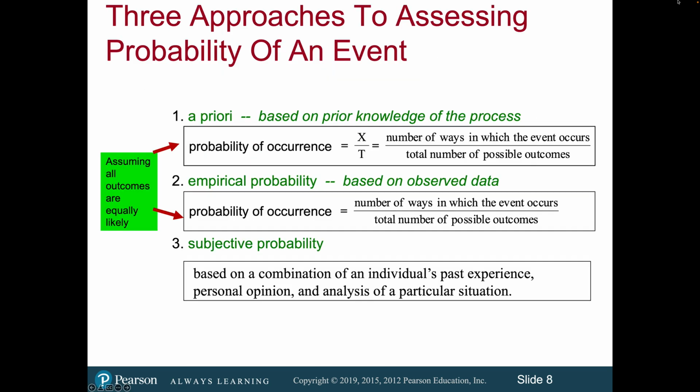Now, different approaches to assessing the probability of an event. We've already talked about a priori, empirical, and subjective probability. In fact, in the previous video, when I demonstrated how to find the mean, the variance, and the standard deviation of a discrete probability distribution using StatCrunch, we had an empirical probability there. And if you notice, we calculated the probability as the number of ways that the event could occur over the total number of possible events.